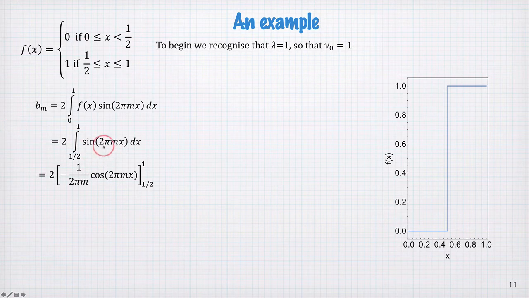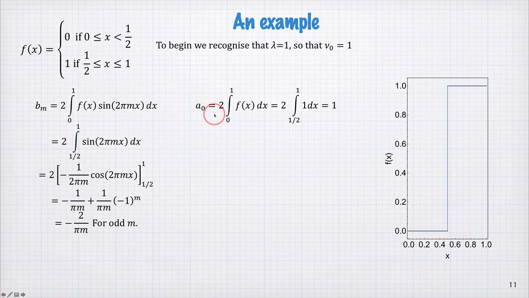And so we can integrate this function sine 2 pi mx, and we get negative 1 on 2 pi m cos 2 pi mx. And then we want to evaluate this over the domain from 1 to a half. And we can do that. We get this expression here. And so this looks a little bit tricky, but that's the expression for bm, for all m greater than 1. And we can simplify it a bit as well, and recognize it's actually equal to 2 on lambda times m for just odd m.